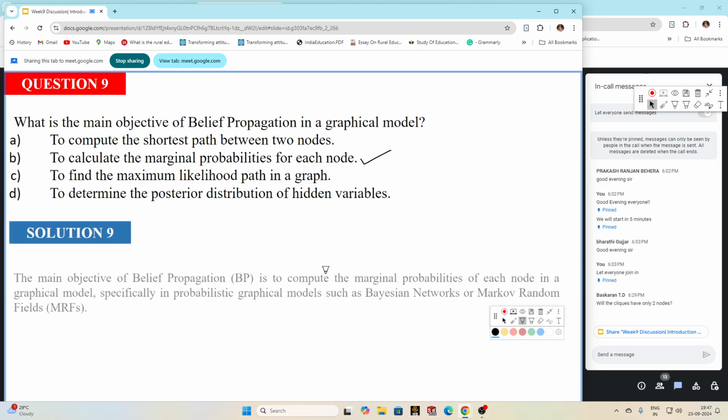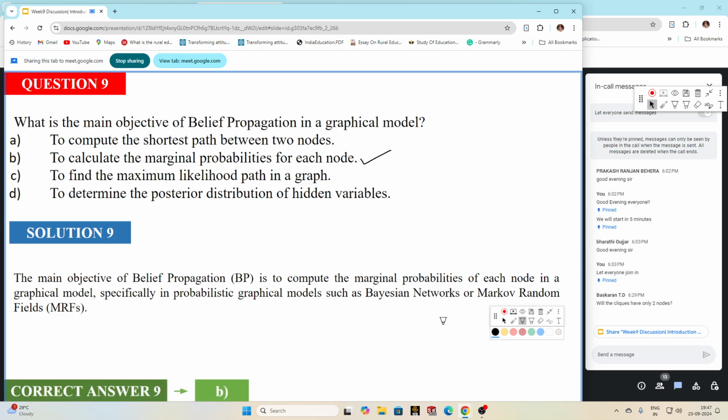According to the dependence and exchanging of messages between the neighboring nodes, it will exchange information and try to calculate the marginal probability for each node. If it is a tree, definitely it will calculate. If it is a loopy structure, then it will calculate approximately. It will not calculate the true value. That is why B is the correct answer.